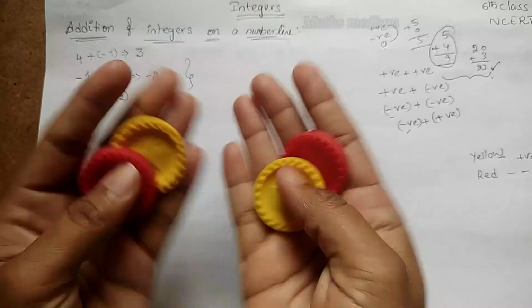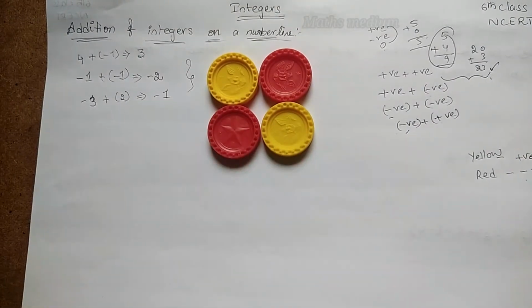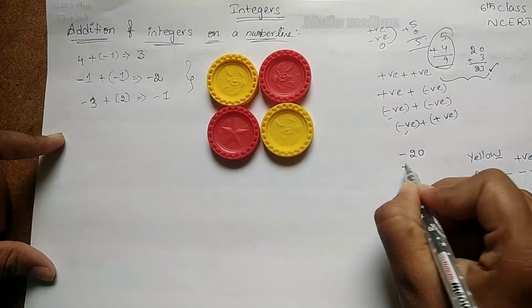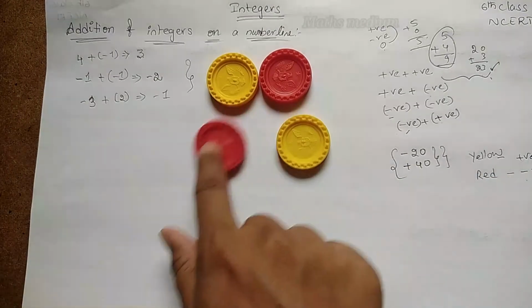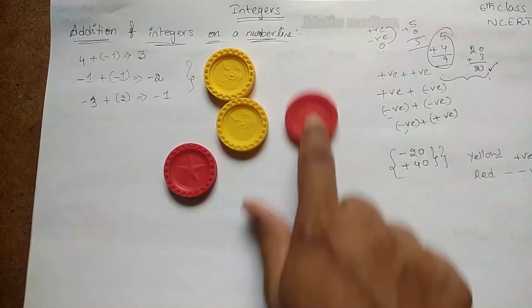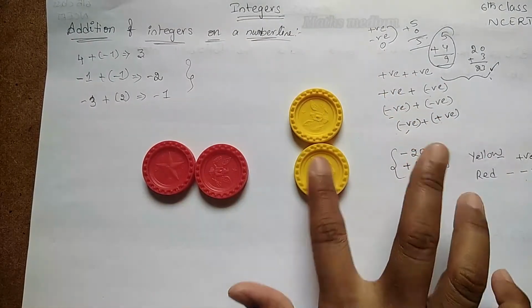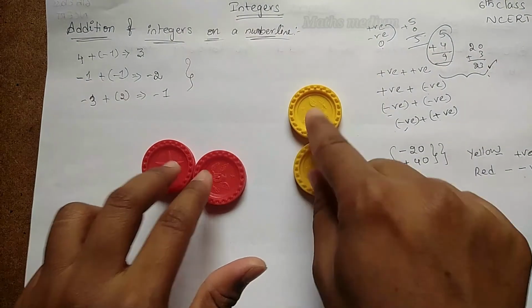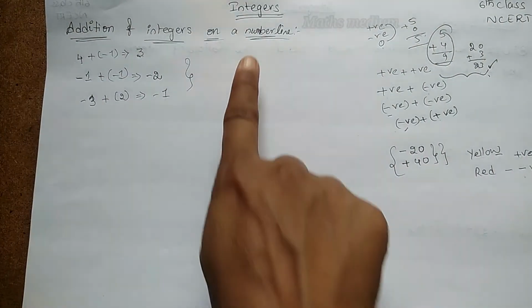This is simple, right? But we cannot always choose this method for the addition of integers. If you take minus 20 plus 40, how are we going to do it? We have to take 20 negative integers with red coins and plus 40 with yellow coins. We cannot do that at a time with these activities. But we have a simplification method, that is nothing but a number line.